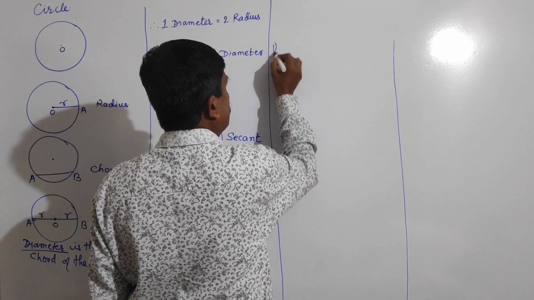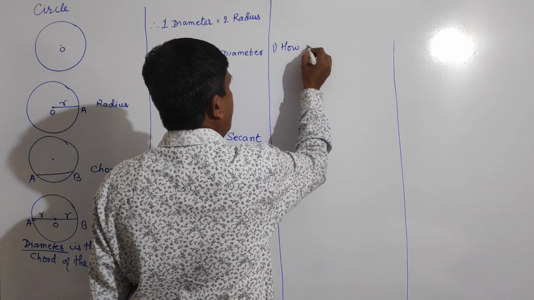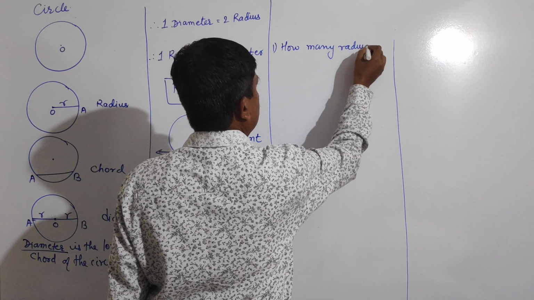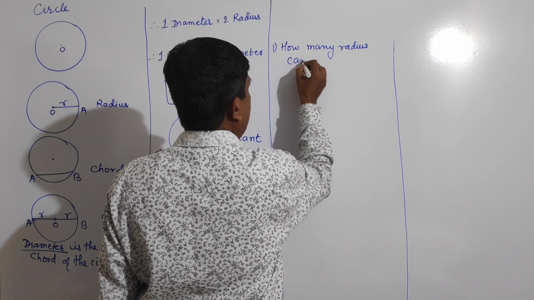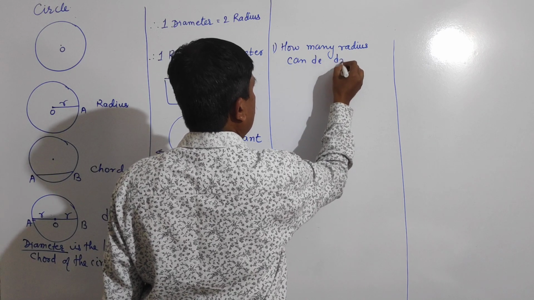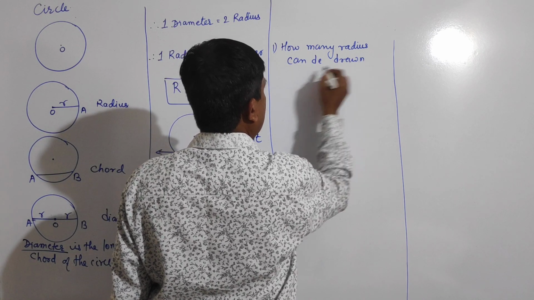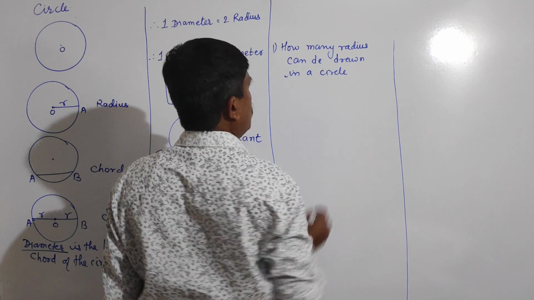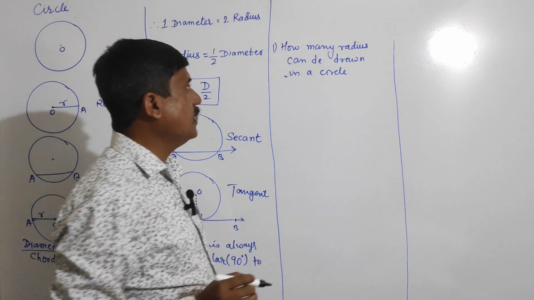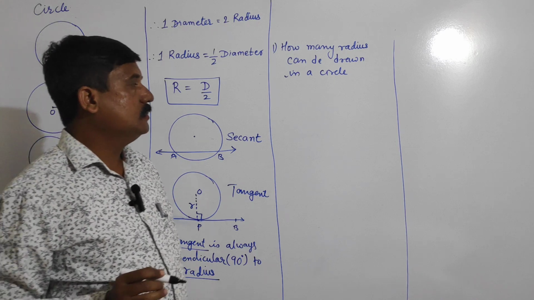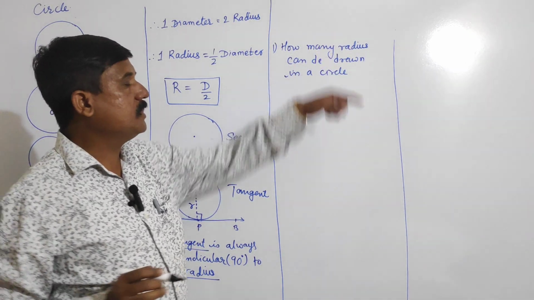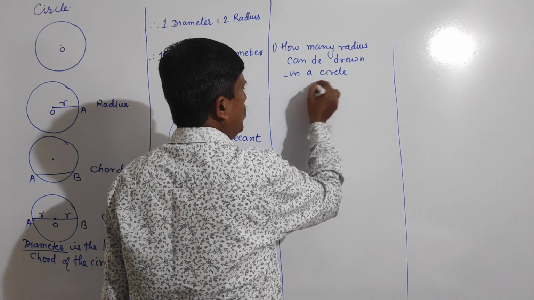If I say question, how many radius can be drawn in a circle? How many radius can be drawn in a circle? एक रेडियस, एक सर्कल में कितने रेडियस बना सकते हैं? How many radius?